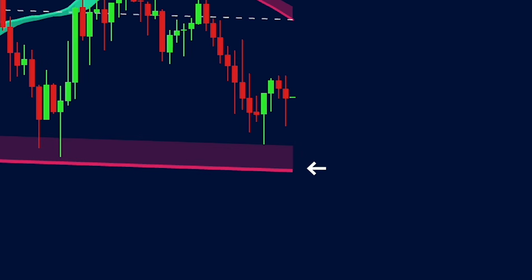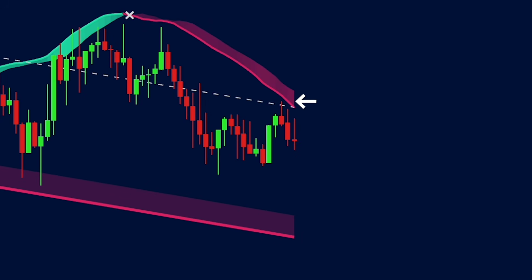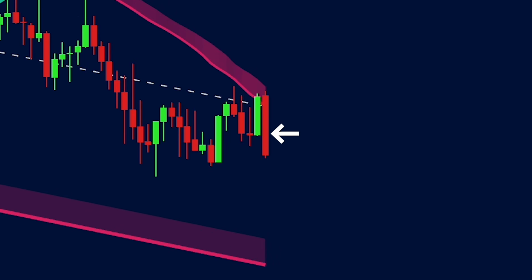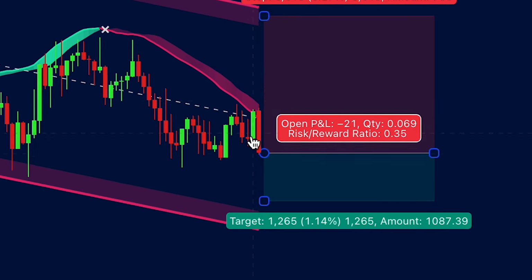For bearish setups with a red channel and red ribbon confirmed, wait for price to rally to the upper band or midline. Then enter short on bearish rejection candles, long upper wicks with weak closes. Set your stop above the upper band and target the lower band or 2R.